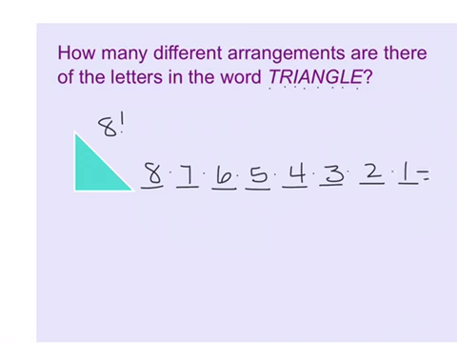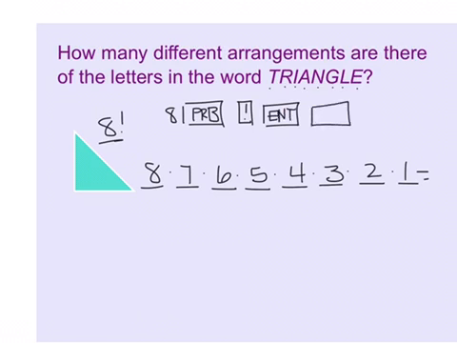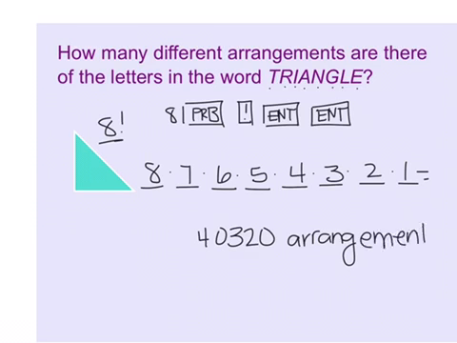I want you to make sure that you can find that factorial button on your calculator. So a fast way to plug this in, instead of doing 8 times 7 times 6 times 5 times 4 all the way down to 1, you can hit the 8 and then find your PRB button. You want to arrow over until you're underlining the factorial and then hit enter. And then hit enter again. And that'll give you your answer right away. When I did this, I ended up getting 40,320 different arrangements for the letters in the word triangle.